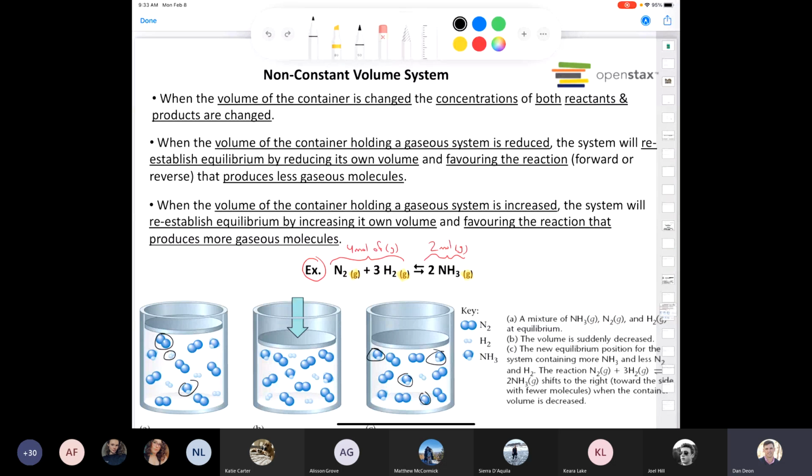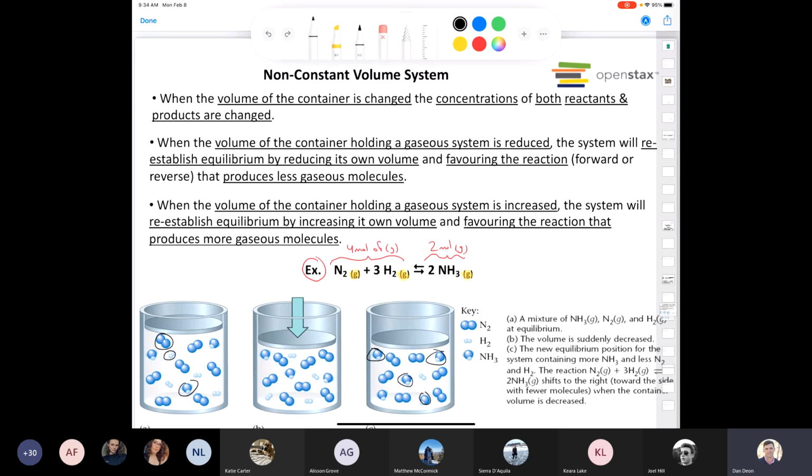If we were to make it bigger, what's it going to do then? Well, it's going to seek to fill up that space, so it's going to shift to the left, right? And if you're thinking, you know what, Mr. Dion, that's pretty easy. All I have to do is look at the number of moles of gas. Greater number of moles is where it's going to go if the container is bigger. Smaller number of moles of gas, that's where it's going to go when it's smaller.